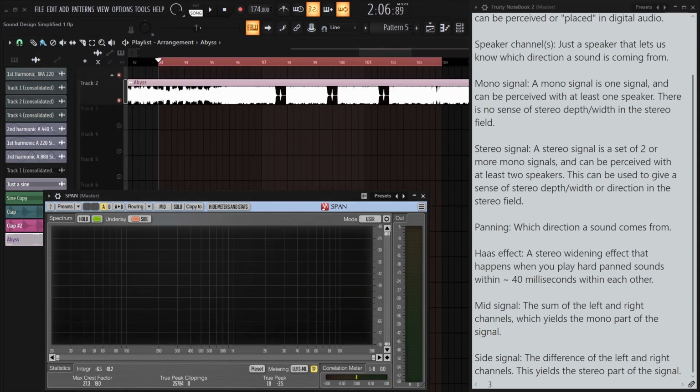One important thing about stereo audio in general is that you can't really have a strong sense of stereo width without a strong mono signal to contrast it with. So make sure your mono signal is nice and full, and you should have an easier time establishing a wide stereo signal. So that's pretty much all I wanted to talk about in this video.